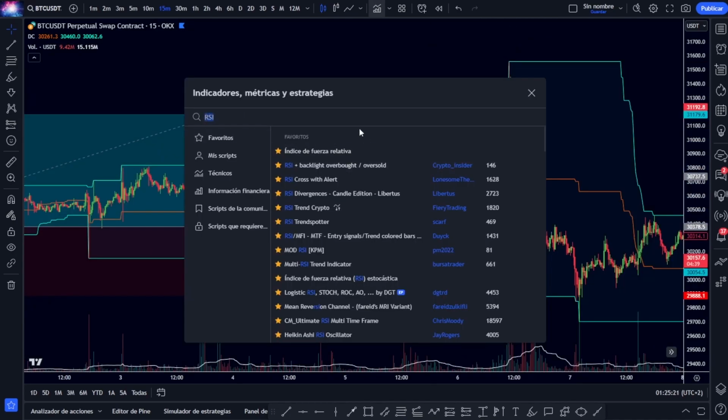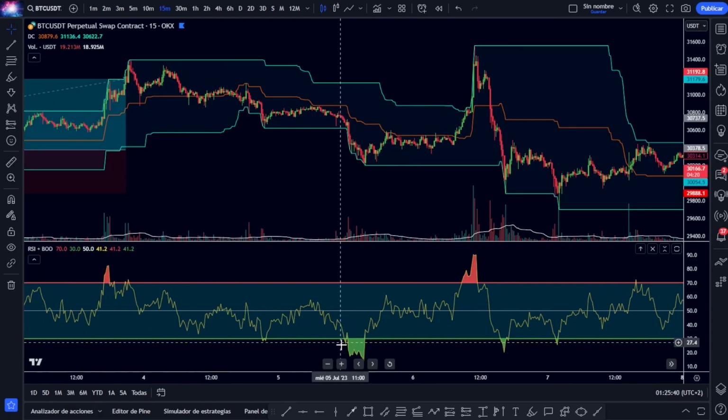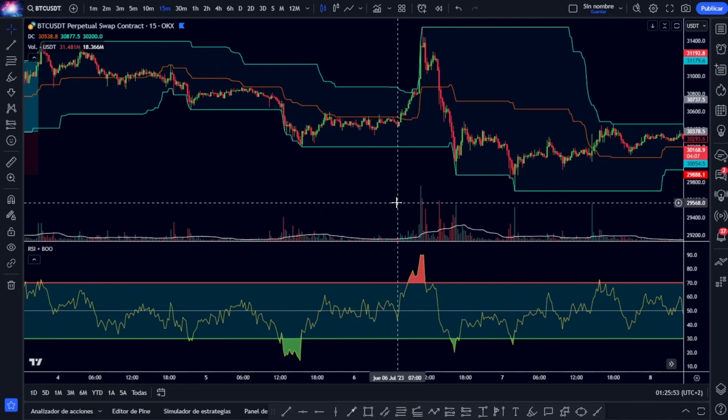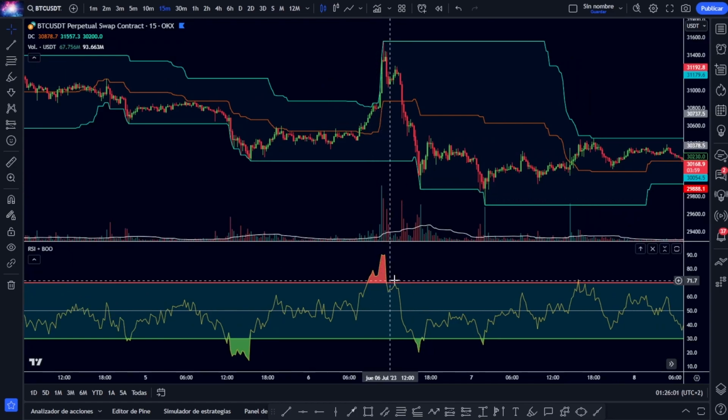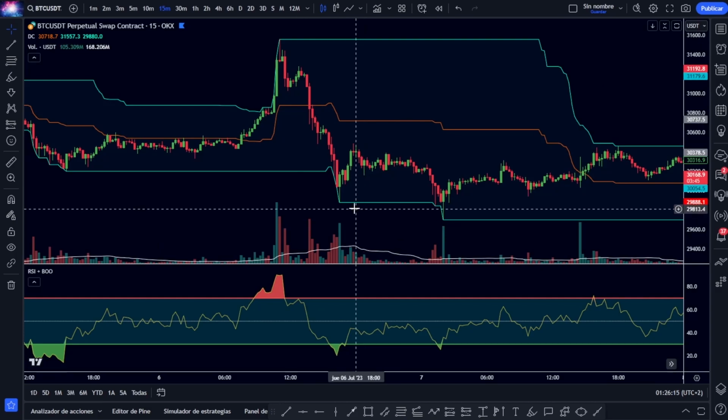Another very basic indicator that we can add is the RSI. I recommend you to use this one from Crypto Insider because it colors more clearly those oversold and overbought areas. The RSI in conjunction with this strategy goes very well because it gives us an extra confirmation of the moment in which we are and if we should make some entries or not.